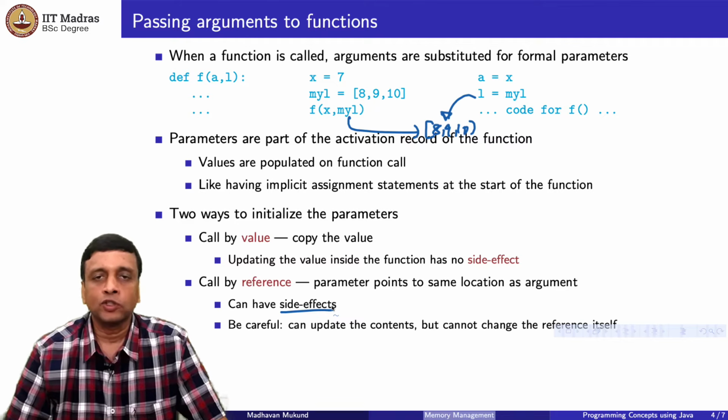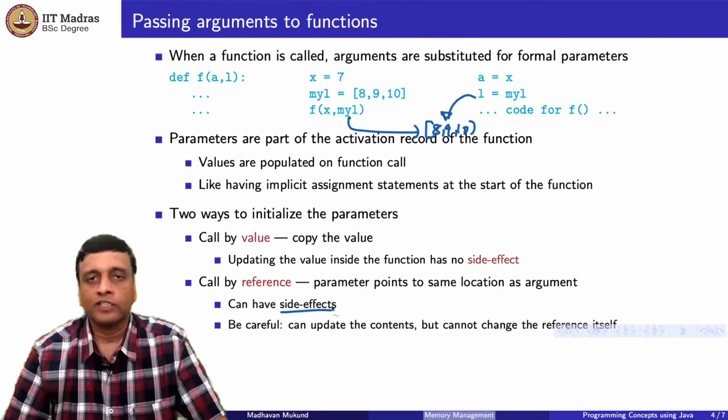And this is usually used for large structures like lists and dictionaries, where A, it is inefficient to copy everything and make a fresh copy of the whole list or dictionary inside the function, and B, very often you do want side effects, like you want a function that can sort a list, or a function that can reverse a list. So you would like the resulting list to have the property that you have executed inside the function. Now one thing one has to be careful about is that one cannot change the reference.